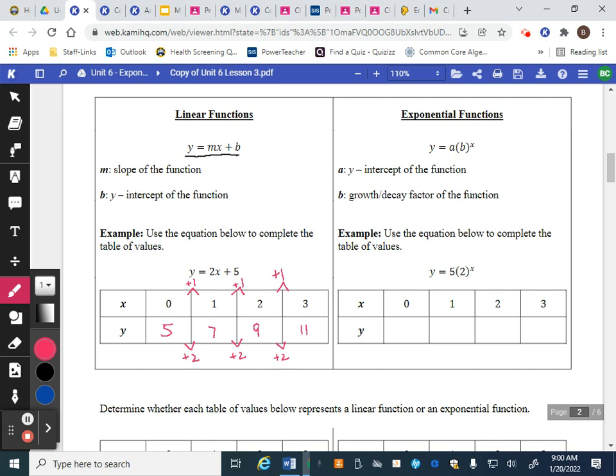But exponential is a little different. So exponential functions, we have our standard form y equals a times b to the x. A is still the y-intercept. That's still going to be the initial value, the starting point. B is what we call the growth and decay factor, and we talked about what kind of numbers would get growth and what would get decay in the last lesson. So our first example here, y equals 5 times 2 to the x. The y-intercept is 5.